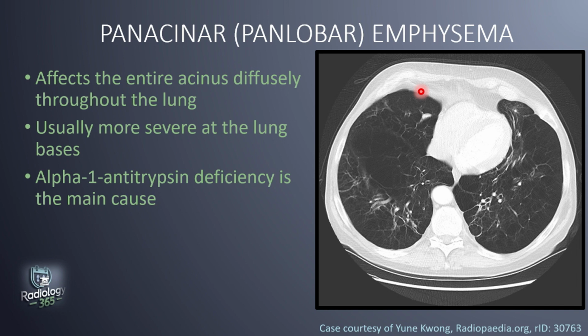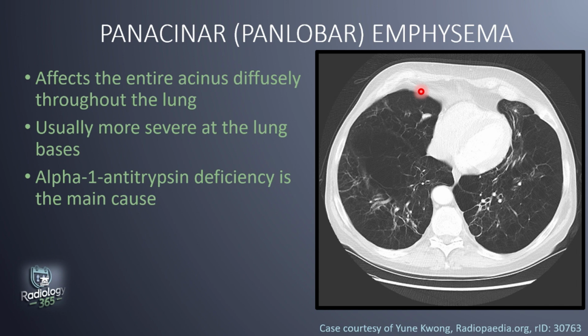Next, we'll talk about pan-acinar or pan-lobar emphysema. Pan-acinar emphysema affects the entire acinus diffusely throughout the lung. The emphysematous changes are usually more severe at the lung bases. Alpha-1 antitrypsin deficiency is the main cause of pan-acinar emphysema.